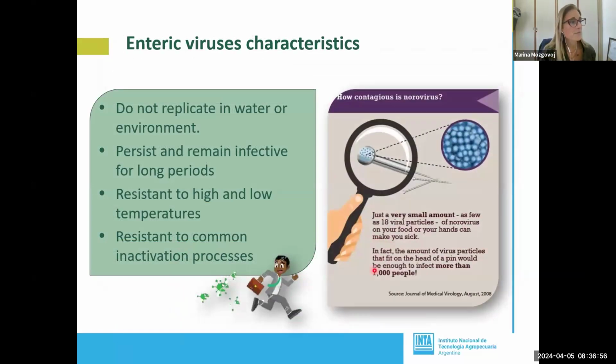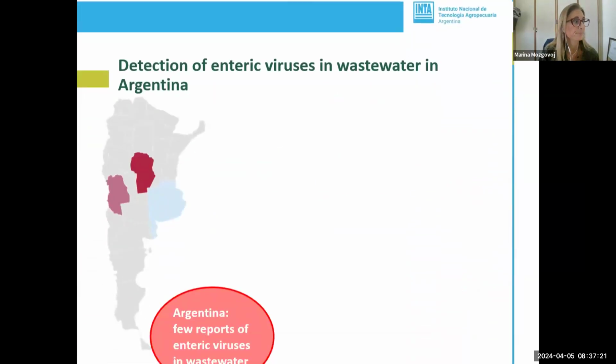This is a picture I took from the CDC webpage. I love this picture because it shows how contagious norovirus can be. And it means that a small amount of particles is enough to make you sick. How many? A very small amount. The amount of particles that fit on the head of a pin is enough to infect more than 1,000 people.